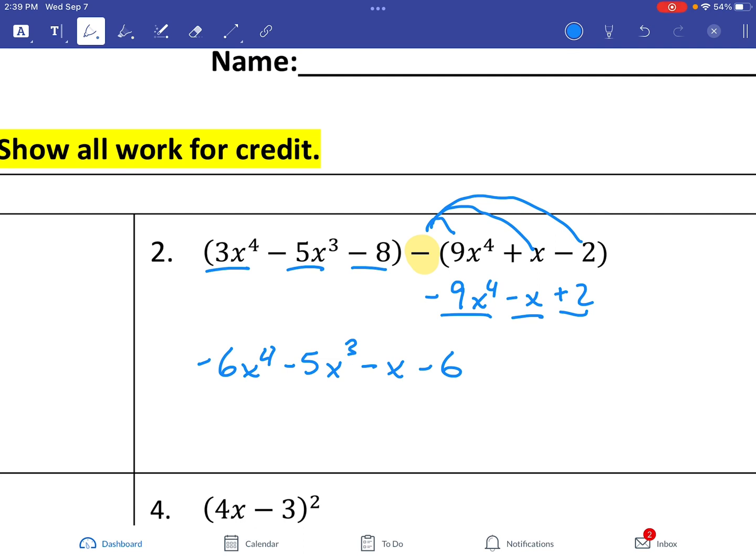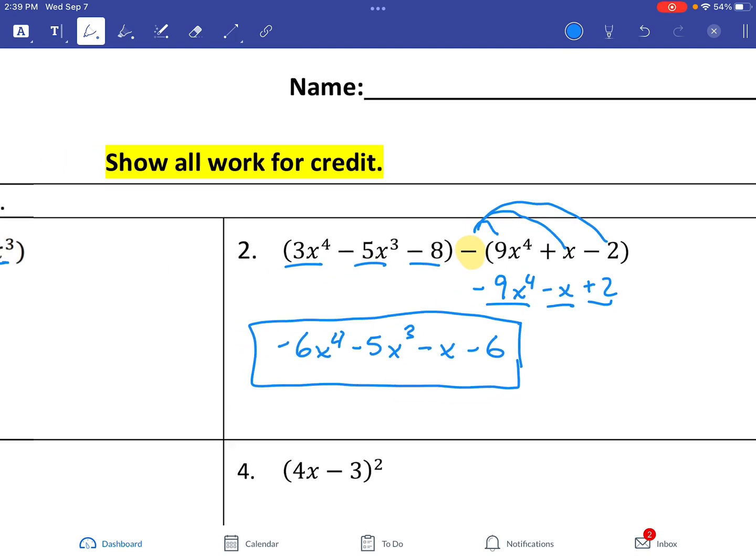Now again, just like the last problem, these terms should be in correct order, okay? The largest exponent goes first and then descending from there. And that's our answer.